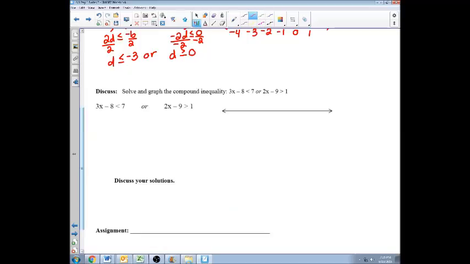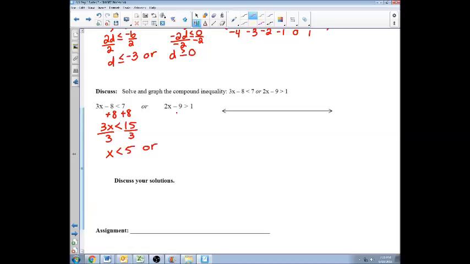Solve and graph the compound inequality. It's an OR problem, so I'm going to treat them pretty much like they have nothing to do with each other. If they end up crossing over, then I can say all real numbers, right? But let's see what happens. So add 8, 3x is less than 15, divide by 3, x would be less than 5.